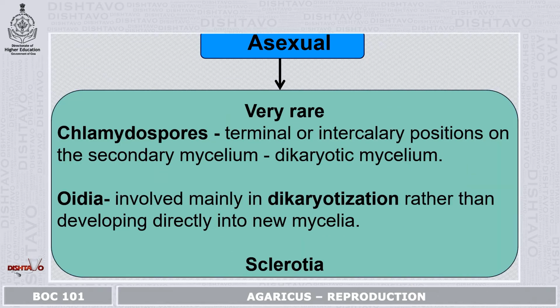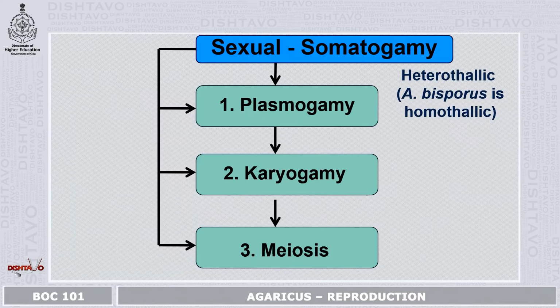Asexual reproduction is very rare. It reproduces by means of chlamydospores, oidia, sclerotia. Chlamydospores are terminal or intercalary in position on the secondary mycelium, and they are responsible for forming the dikaryotic mycelium. Oidia are mainly involved in dikaryotization rather than developing into new mycelia. And the third one, we have sclerotia, though this method is not very common in Agaricus.